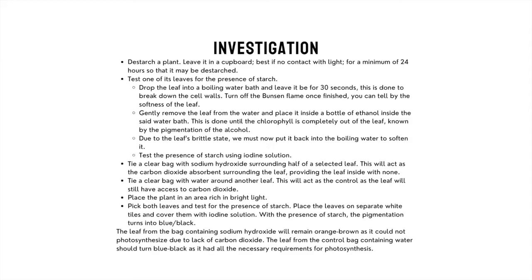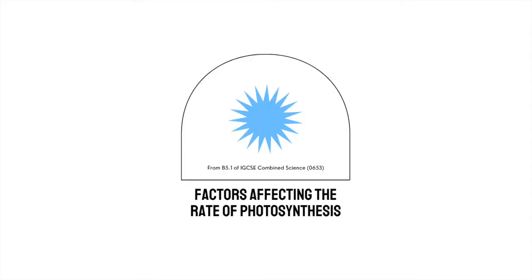The leaf from the control bag containing water should turn blue-black as it had all the necessary requirements for photosynthesis. We now carry on to the topic of factors affecting the rate of photosynthesis.